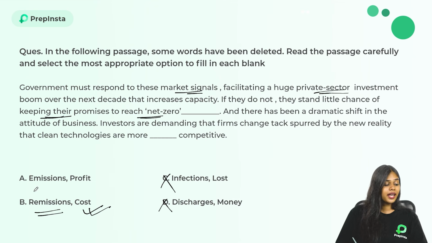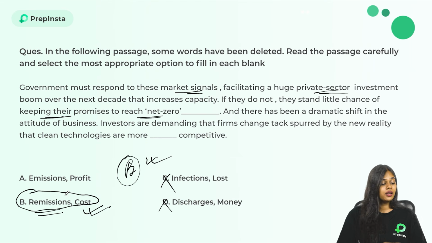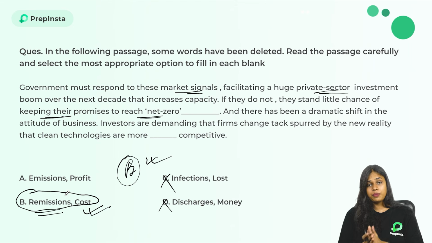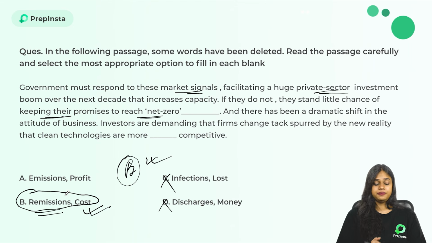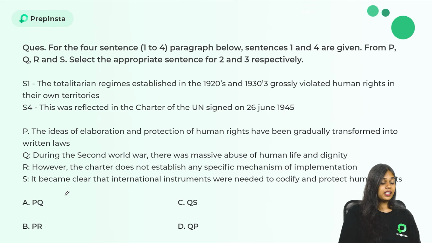All right. So we can again use the words emission and cost. So again, option B becomes the correct answer. All right. Emissions, net zero emission, that means net zero pollution, and cost competitive. All right. Let's talk about another sentence over here.